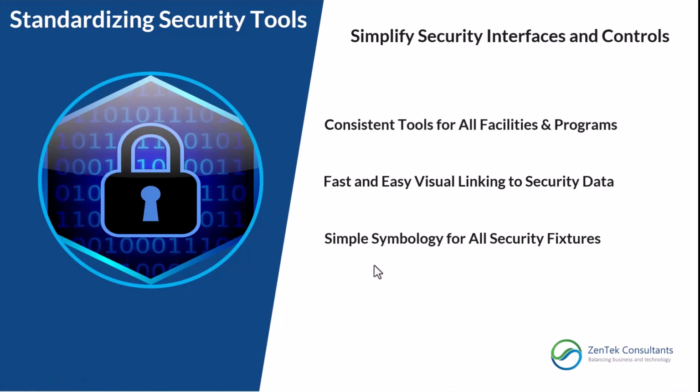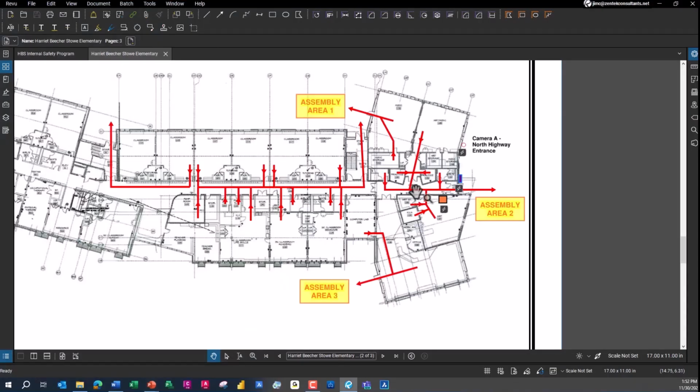The next key step, when you're trying to standardize security tools, is to make sure you're using very simple symbology for all of your security fixtures, right? And what do I mean by security fixtures? Well, it's when we get into dealing with images and plans, right?